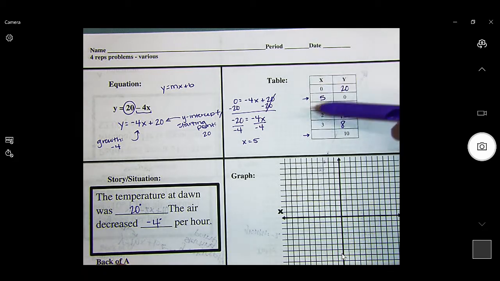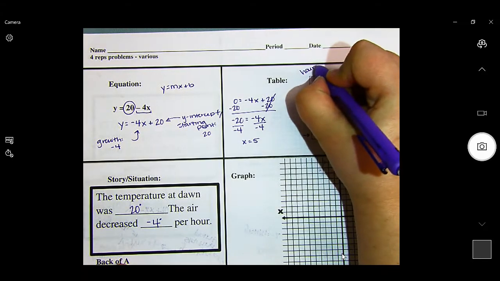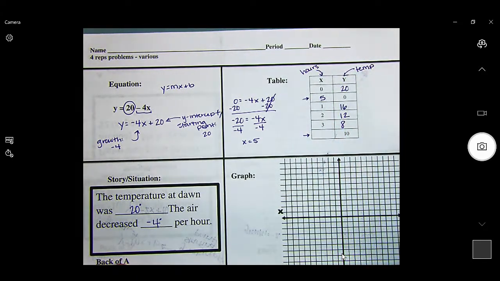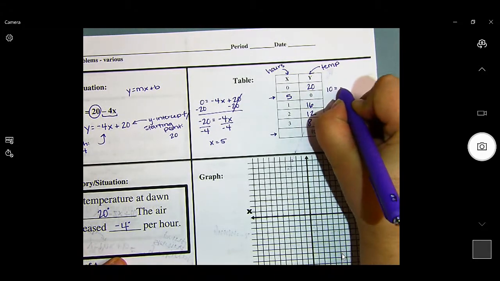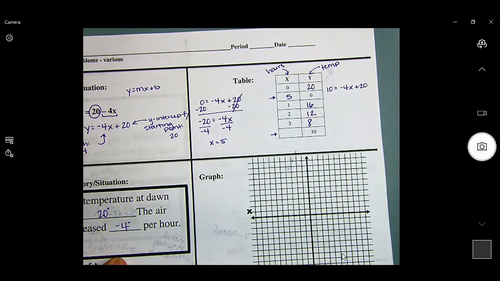All right, now I need to do the same thing. I'm trying to figure out the number of hours, because remember, x is hours and y is temperature. So I'm trying to find how many hours after dawn the temperature will be 10 degrees. So I'm going to do the same thing and put 10 in for y.